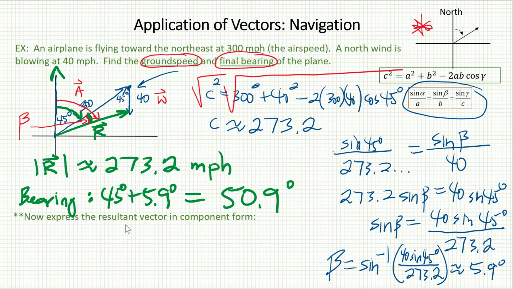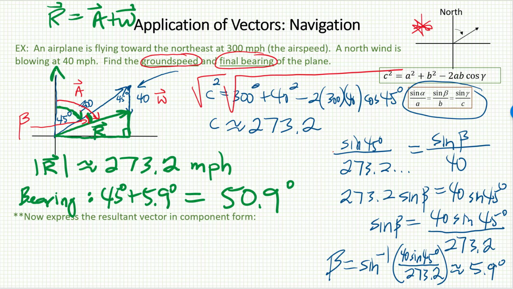The final part of this problem asks us to write down vector r, the resultant vector, in its component form. That means I need to know how long this is, the horizontal component, and how long this is, the vertical component. If I hadn't already done all this work, then I would probably take advantage of the fact that vector r is equal to vector a plus vector w. I would find the component form of vector a, which should be pretty easy because it's part of a 45, 45, 90 triangle. And I would find the component form of vector w, which is even easier because it's just pointing straight down. And I would just add those two vectors together.